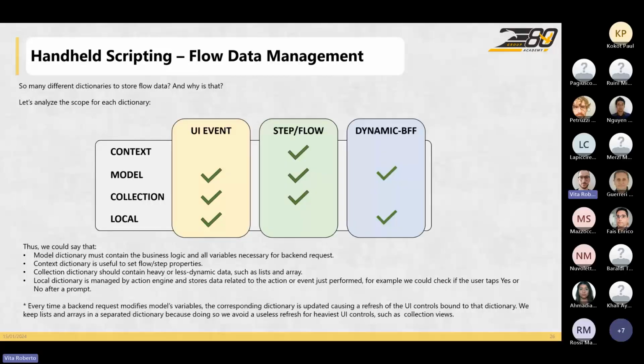Of course, as the last sentence says, every time there is a backend request, so we call a Dynamic-BFF endpoint, this request modifies the model, because we send to the Dynamic-BFF some variables, and the Dynamic-BFF modifies these variables. When the request returns, the corresponding dictionary, so the model, is updated, and this causes a refresh of all the UI controls that are bound to that dictionary, because maybe we are showing this information to the user.